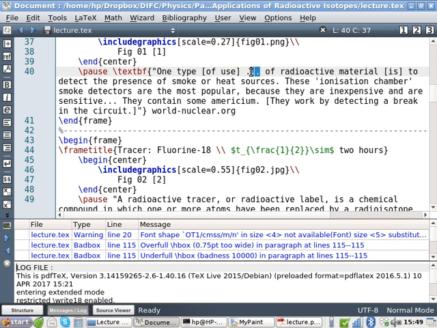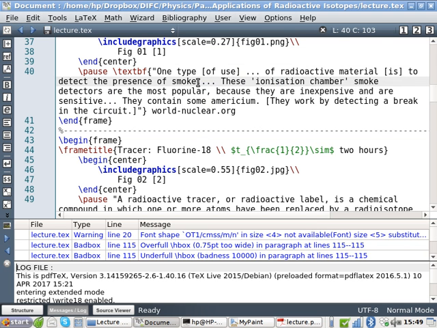And the ellipsis in a quote, what does that mean? You were saying something more. Yeah, and I deleted that again for reasons to make it fit into what I'm saying here. So, one type of use of radioactive material is to detect the presence of smoke or heat sources. But I think for us, we'll just go with smoke.